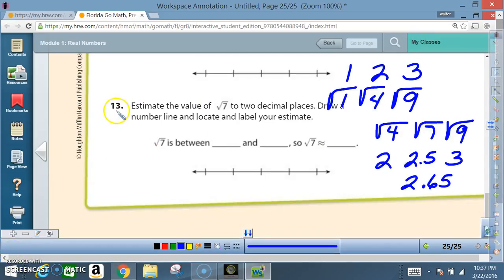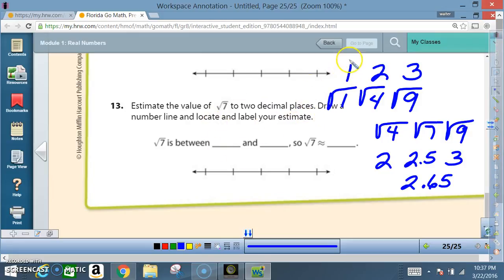All right, now on problem 13 here, I'm going to show you how to estimate square roots using a slightly different technique than what they're showing you, and it can be just as accurate. Here we go. Estimate the value of the square root of 7 to 2 decimal places. Draw a number line and locate and label your estimate.